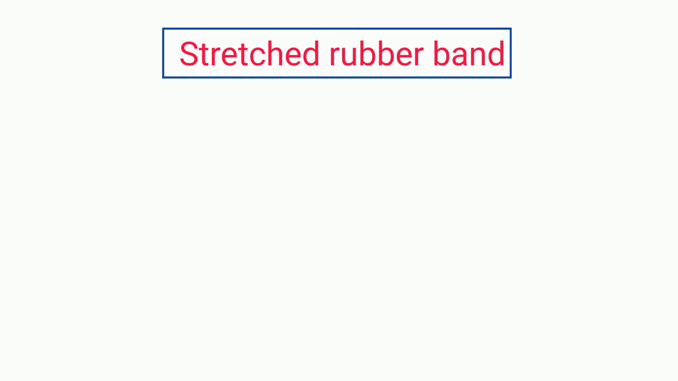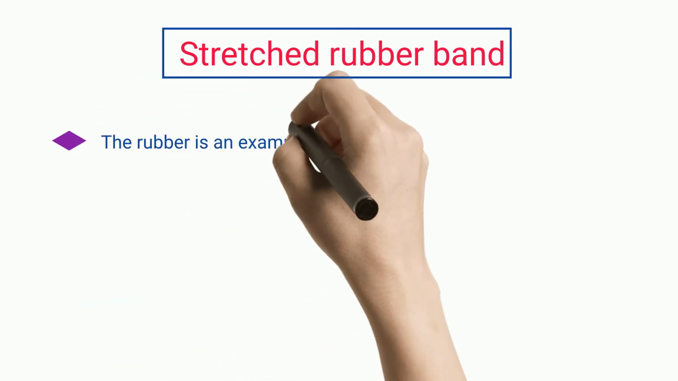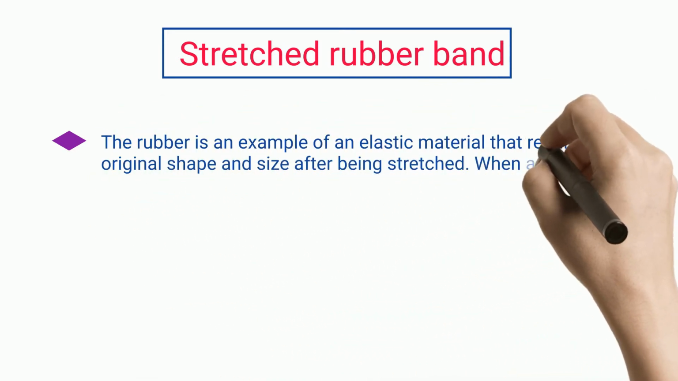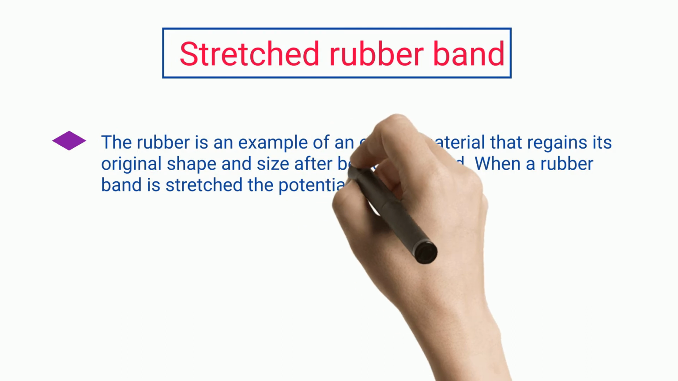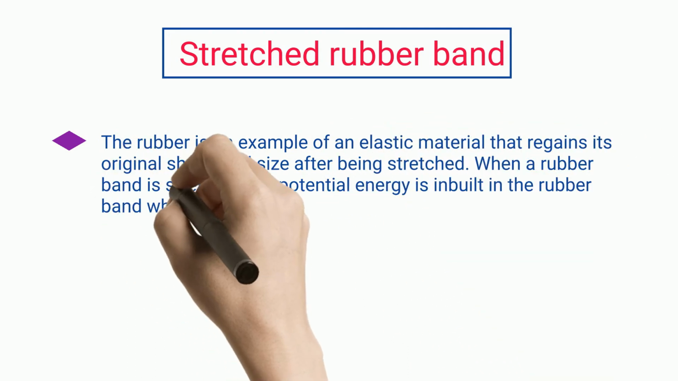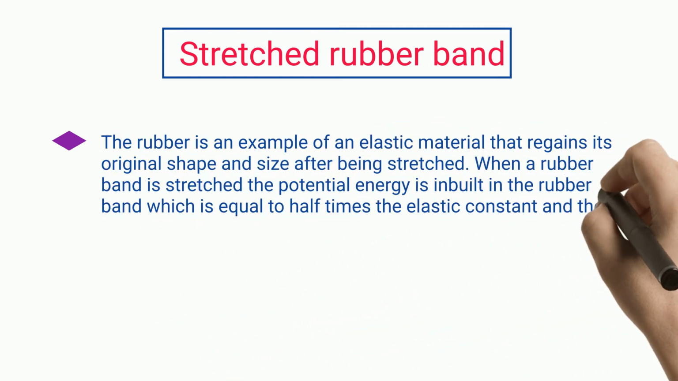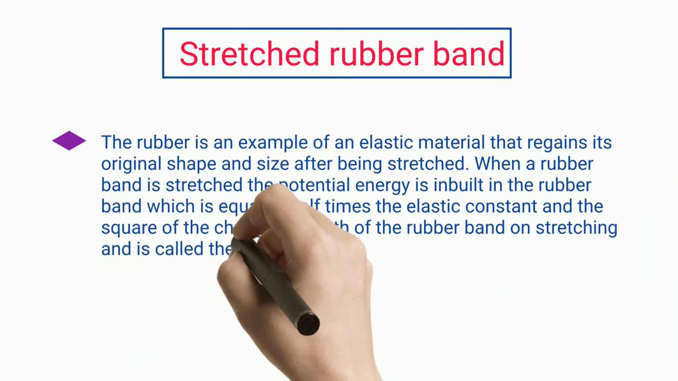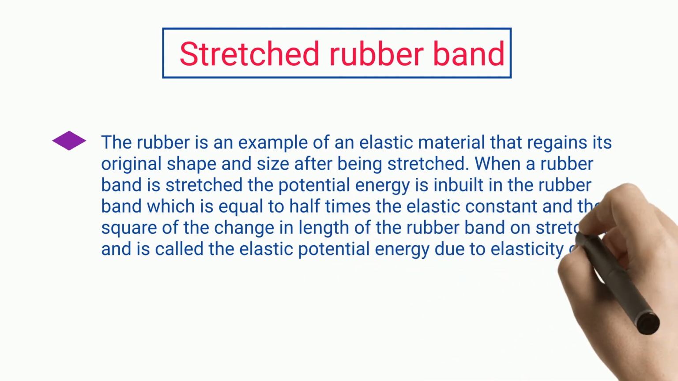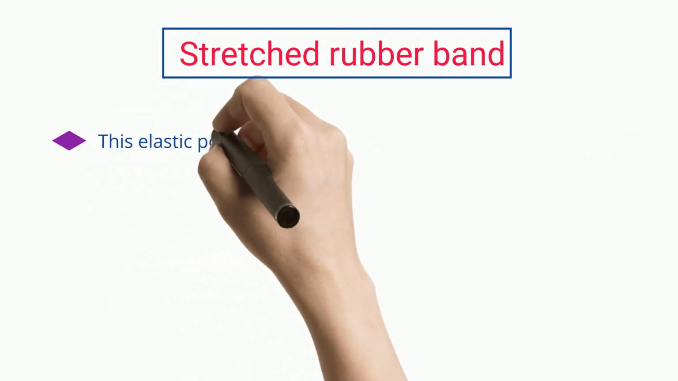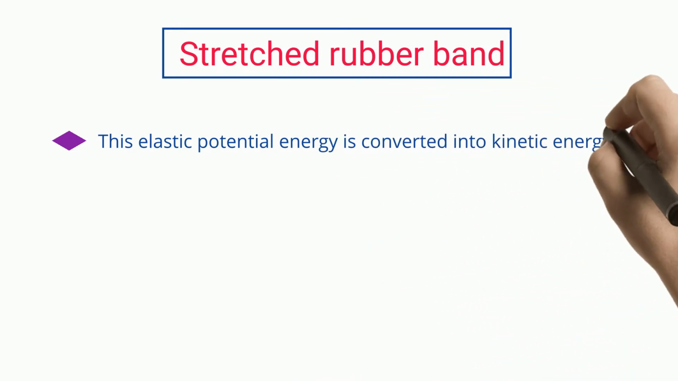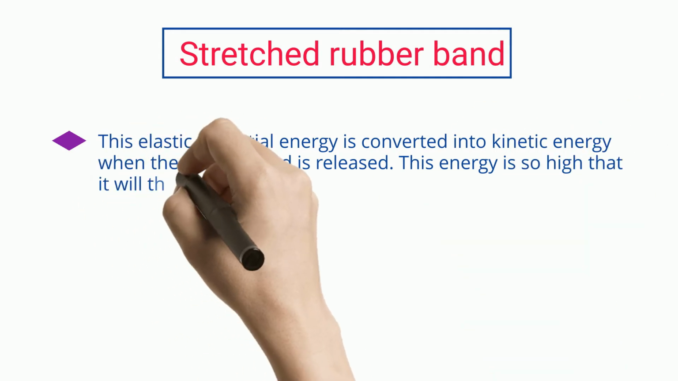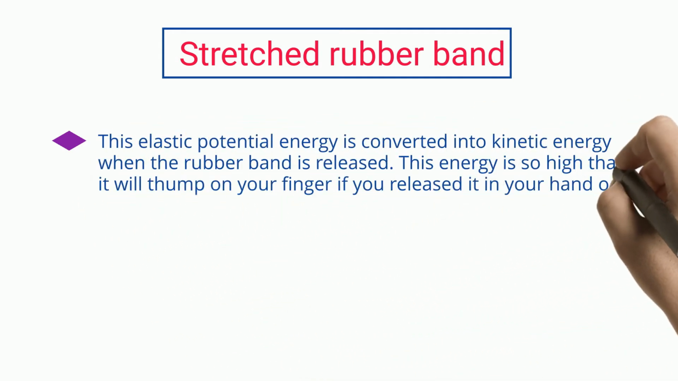Stretched rubber band. Rubber is an example of an elastic material that regains its original shape and size after being stretched. When a rubber band is stretched, potential energy is built into the rubber band, which is equal to half times the elastic constant and the square of the change in length of the rubber band on stretching, and is called the elastic potential energy due to the elasticity of the rubber. This elastic potential energy is converted into kinetic energy when the rubber band is released. This energy is so high that it will thump your finger if you release it in your hand, or swerve away with the energy.